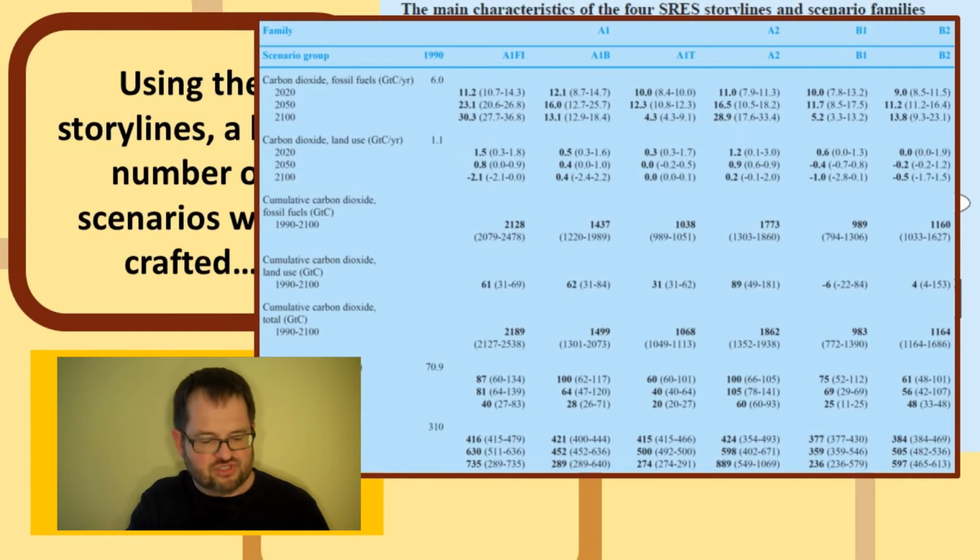This is just a summary, so it only has a few years, like 2020, 2050, and 2100. What are the sulfur dioxide emissions? What are the methane emissions? What is the world population? What is the world's use of electricity? How much of the mix of power comes from renewable sources? All these things have been gamed out for each of these storylines and all of the scenarios within the storylines.